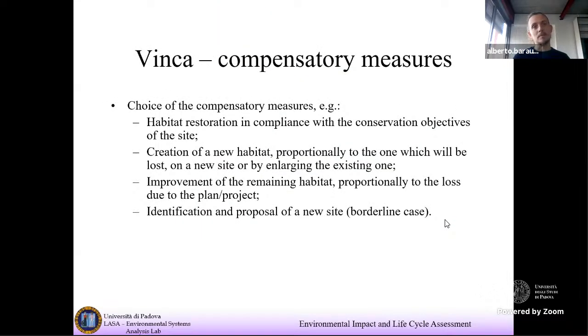For example, one example of a compensatory measure could be you have to, I don't know, destroy the forest because you have an oil pipe going underneath the forest and you have to construct it. So you destroy the forest, you put the oil pipe underneath the ground, and then you reconstruct the forest. You plant the forest trees again. This is just an example. You can have different types of compensatory measures.